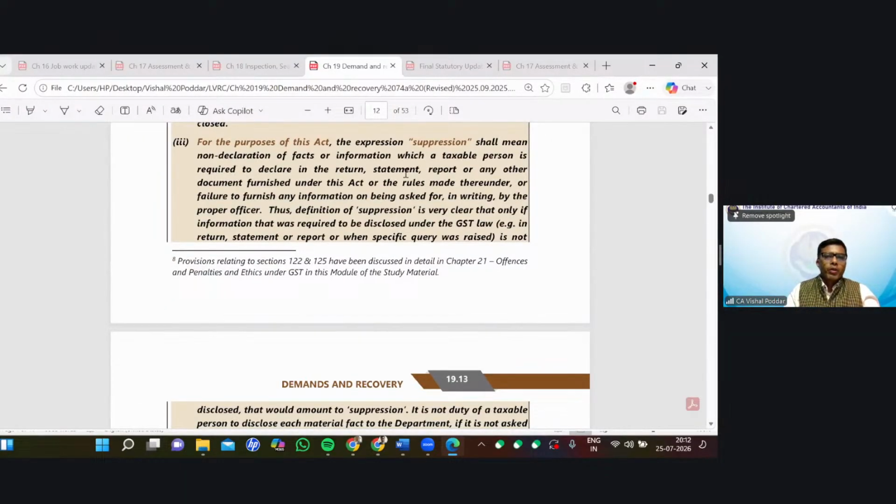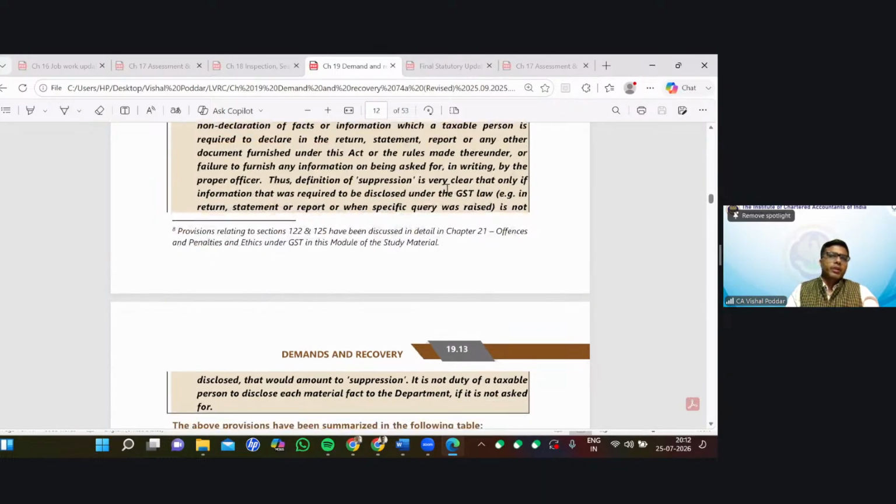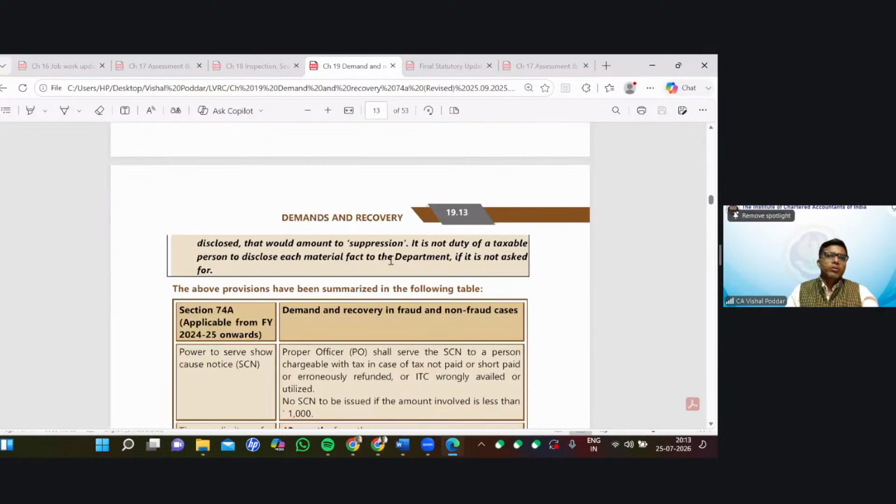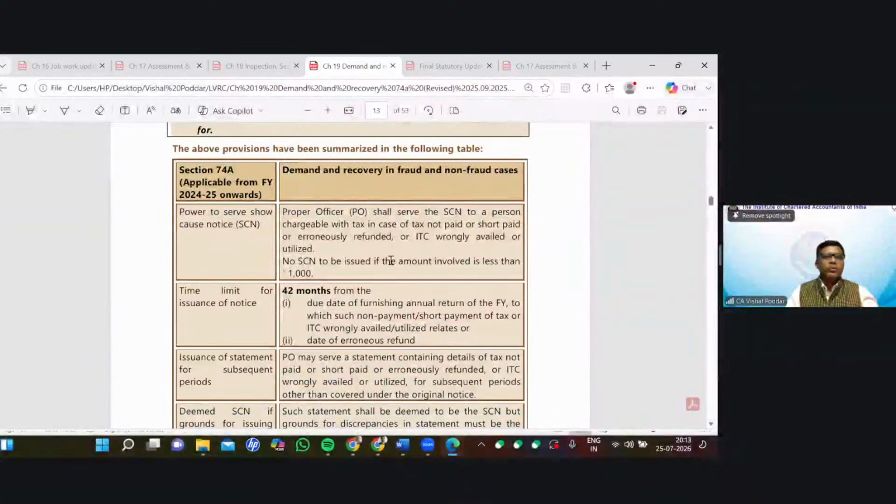So what you have not declared in return, statement, report, or any other document furnished under this act or rules made thereunder, or failure to furnish any information on being asked for in writing by the proper officer. Thus, the definition of suppression is very clear that only if the information was required to be disclosed and it is not disclosed, that would tantamount to suppression.